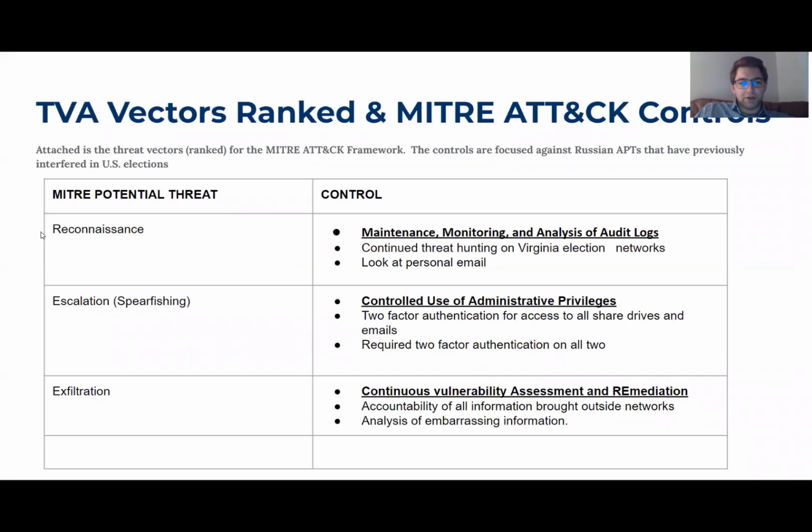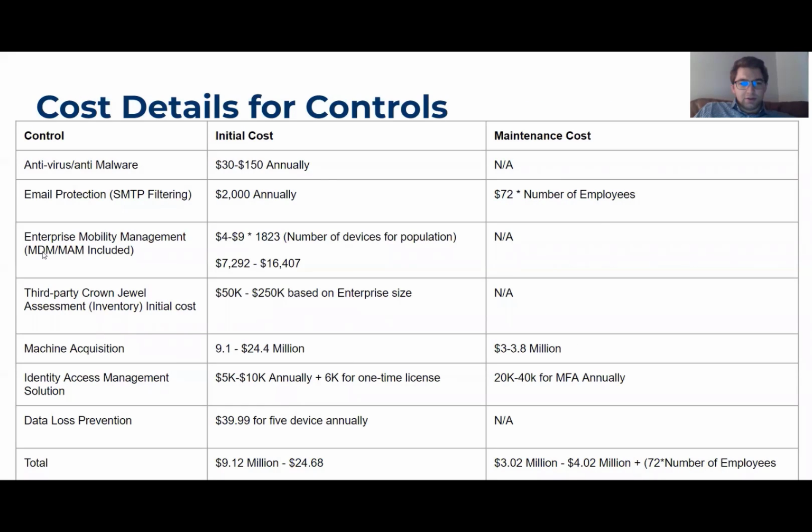The third control will be implementing enterprise mobility management, which will also include mobile device management and mobile application management as well. That will happen at the actual device level. So given the population of about 750,000 individuals, there'll be 18,000 devices that are needed. At a cost of $4 to $9 initially, we're looking anywhere between $7,000 and just over $16,000 for the initial cost for EMM, with no maintenance cost as well.